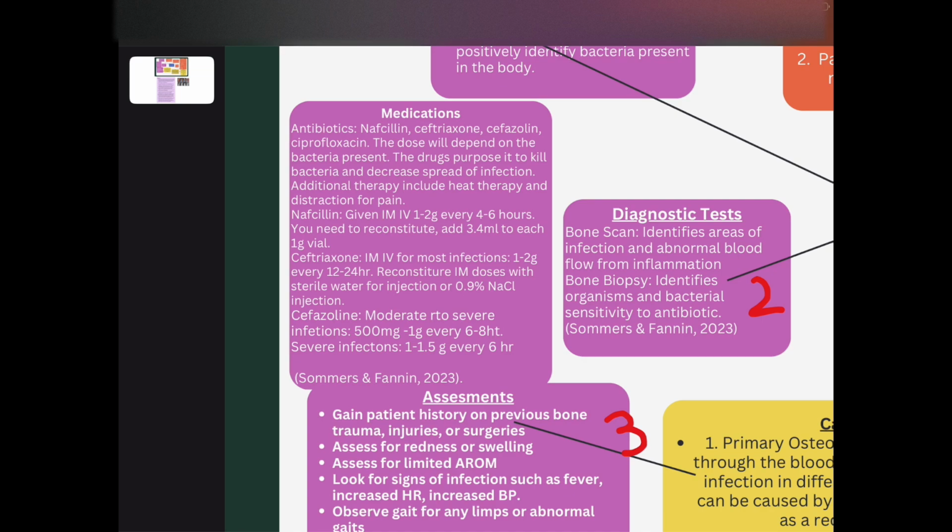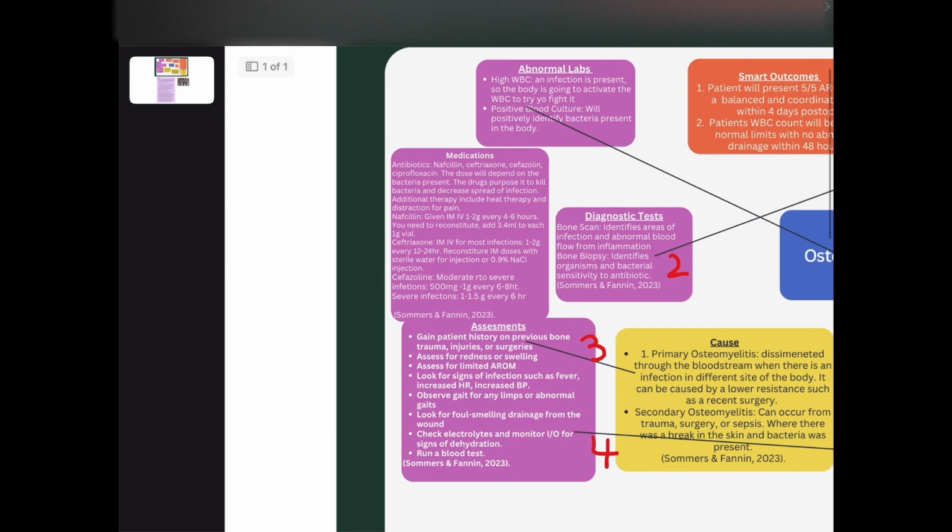Cefazolin is going to be for moderate to severe infections, 500 milligrams to 1 gram every 6 to 8 hours, and severe infections is going to be 1 to 1.5 grams every 6 hours.